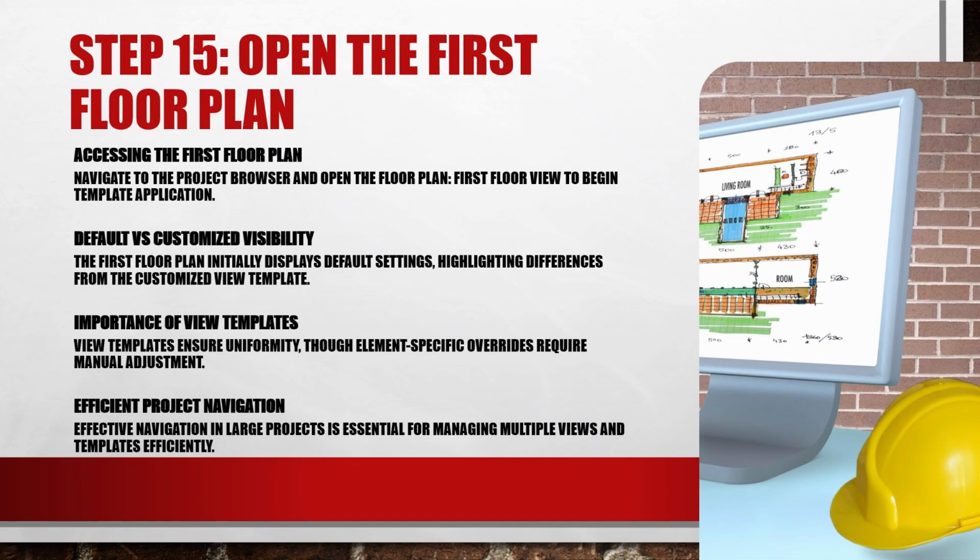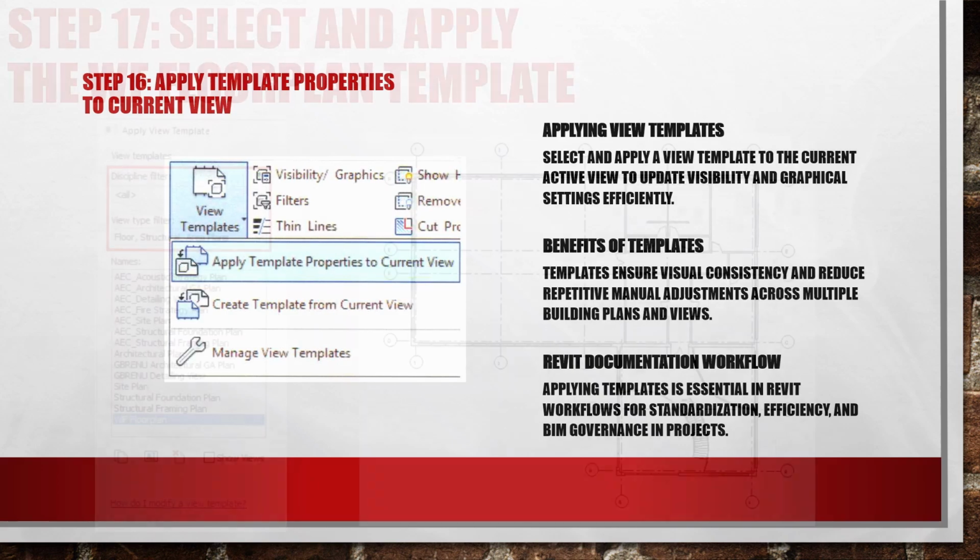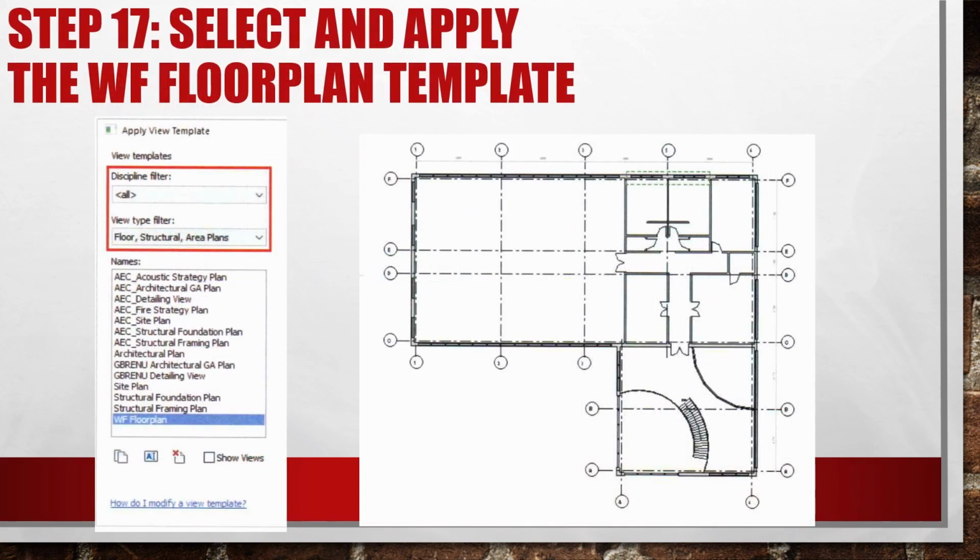Navigate to Floor Plans and open First Floor. In the View tab, open View Templates and select Apply Template Properties to Current View. The list of available templates can be filtered to show only those relevant to the current discipline and view types, including the newly created template. Select WF Floor Plan from the list, then choose OK.